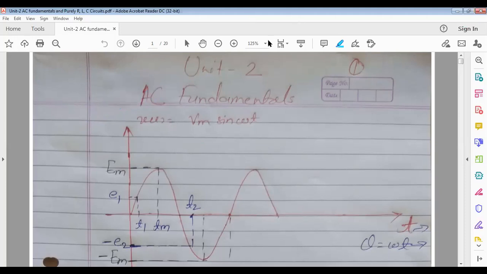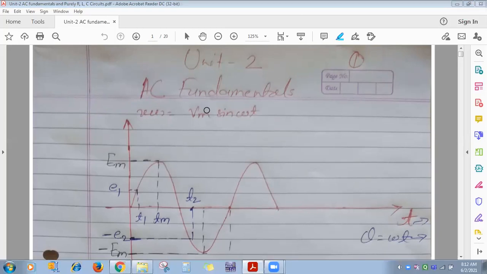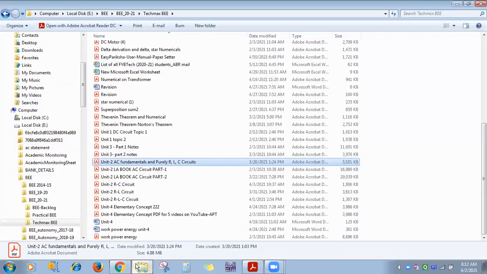First of all, AC fundamentals in BL Thareja. AC fundamentals, you read that chapter first and then go for the single phase AC circuit chapter. BL Thareja volume 1. Whatever contents I conduct during lecture, the same topic you read from BL Thareja, and the same type of numericals you can solve from BL Thareja. Okay. So AC fundamentals we'll see first.